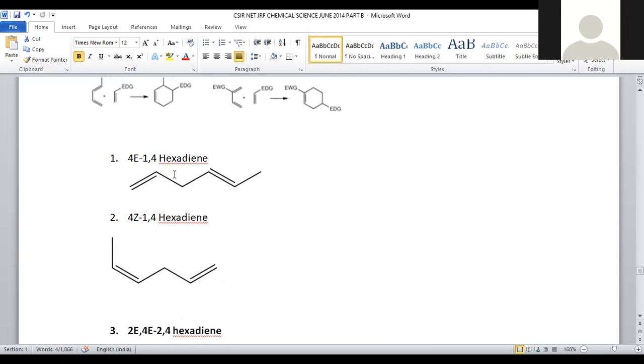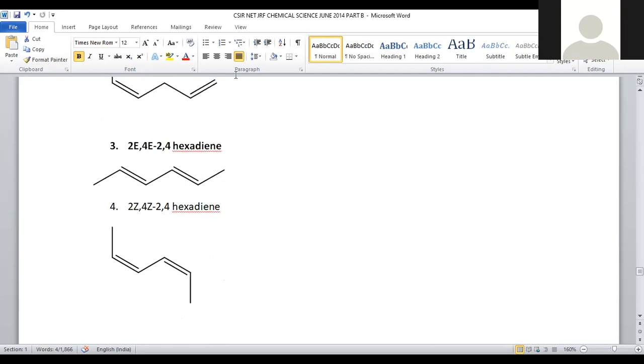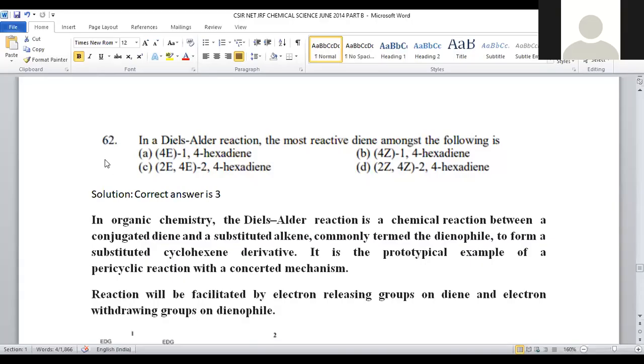Overall, what is available in option number 3 is more stable, and the methyl groups on both ends of the double bond will increase the electron density on this butadiene, and it will be more reactive. Right? For question number 62, option number C is the correct answer.